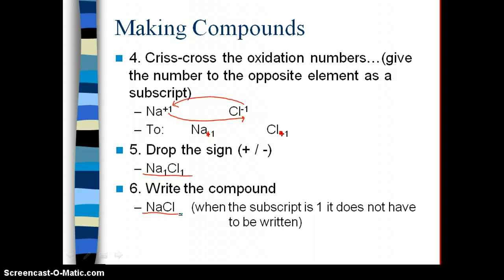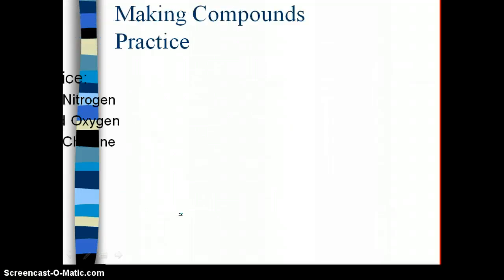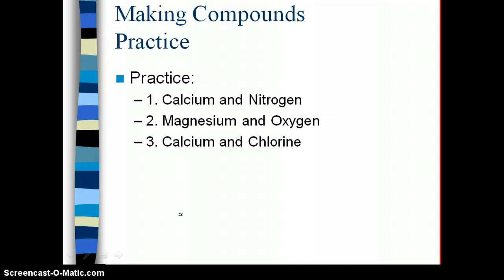This is table salt. So again, our steps are: find the symbol, find the oxidation number. You write those next to the symbol as superscripts with that number, that plus and that minus. You trade the numbers and get rid of the plus minus, and then you have your compound. So we're going to practice a few. This would be a great time to pause, look them up on your periodic table, try them, and then come back and hit play and see how they're done.